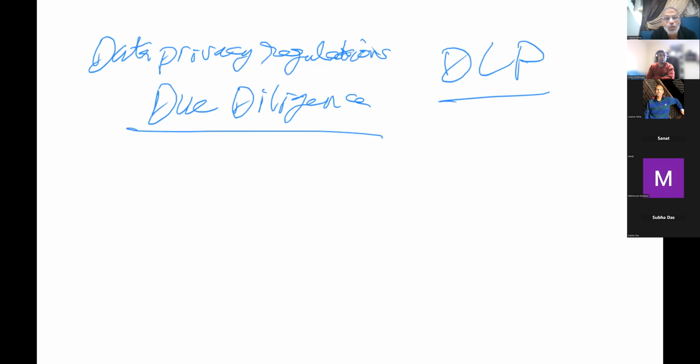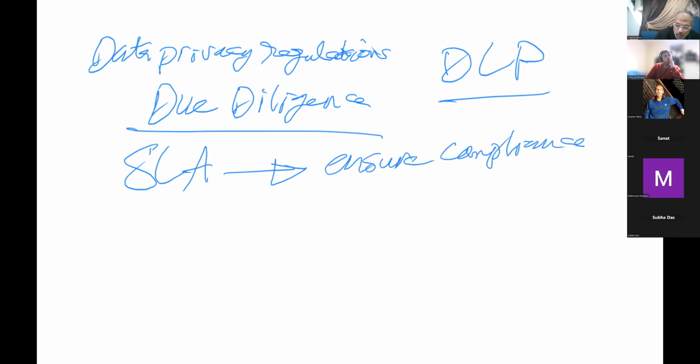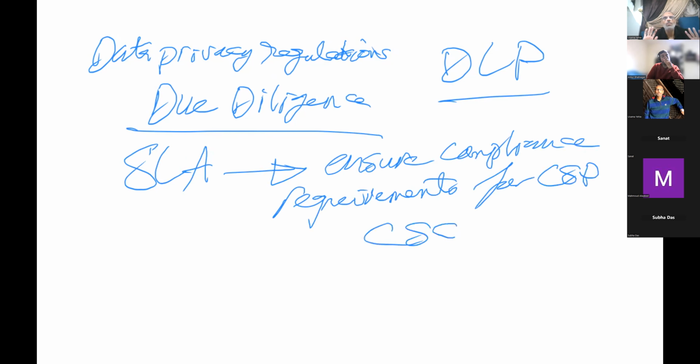Again, as we mentioned, all this can be done very easily in your organization, in your on-prem data center. But what will happen if we have it on a cloud? This will not be easy. So what is the governance you can have to discover and classify the data? Of course, here it will be the service level agreement, and you have to ensure the compliance requirements for the cloud service provider and the cloud service customer. You have to keep it very clear.